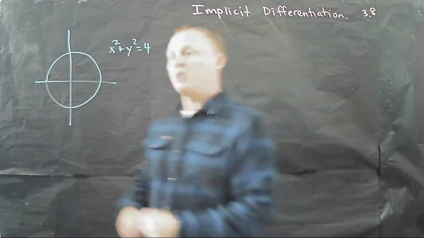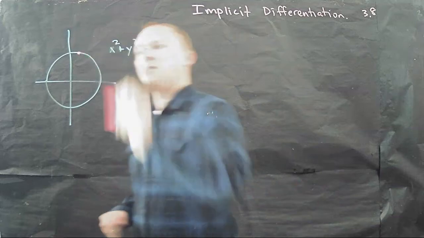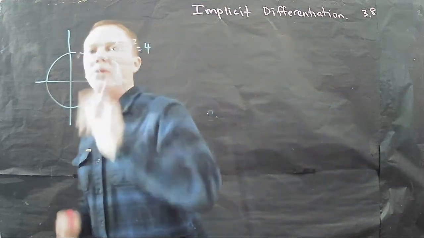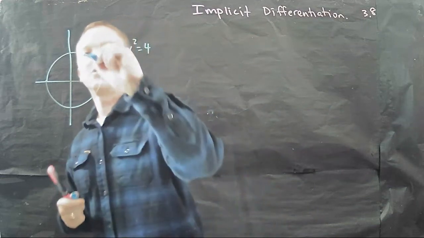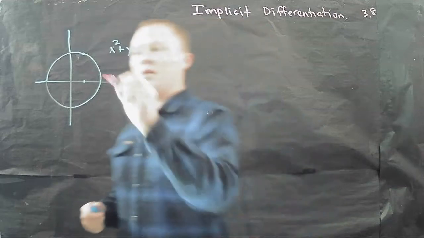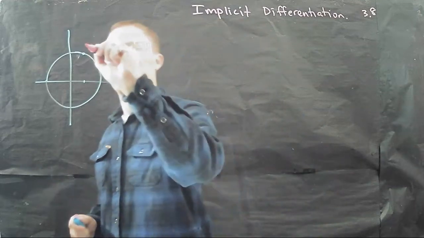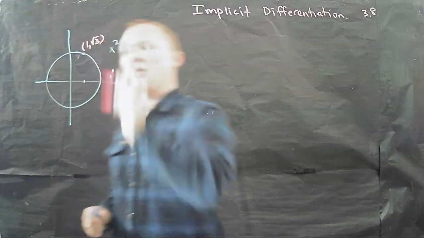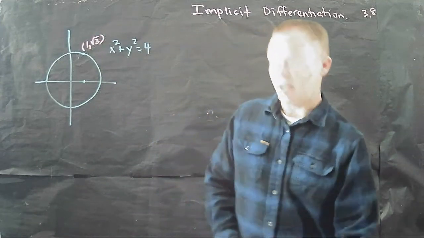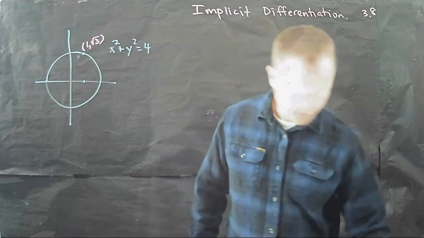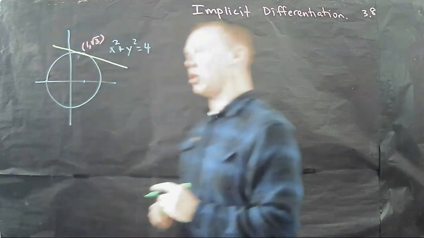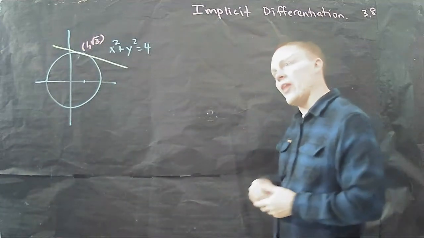And this point right here on the circle is x equals 1. Hopefully you can compute that y equals the square root of 3. Okay? So right there I'm sitting at that point, and I'm interested in the slope of that line there, the slope of the tangent at that point.